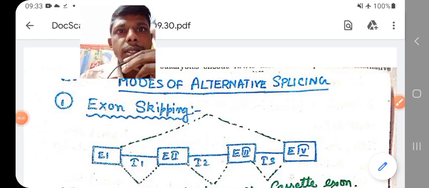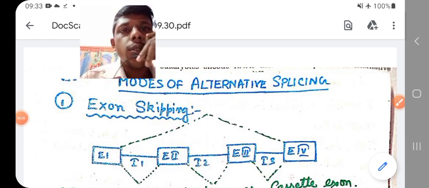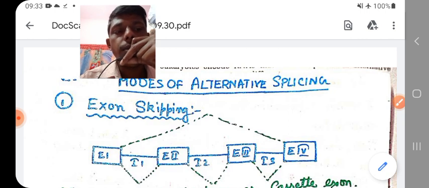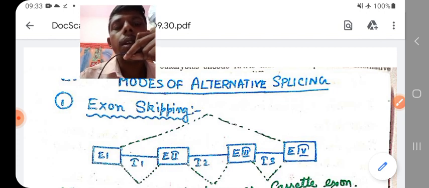So, students of PT third sem, today I'm going to discuss the other part of alternative splicing, which are the types of alternative splicing that we have not mentioned in the previous lecture. So, let's get started now.